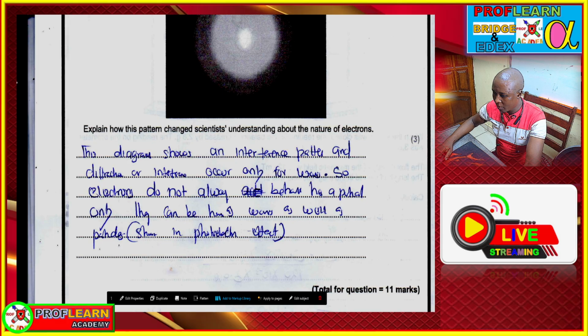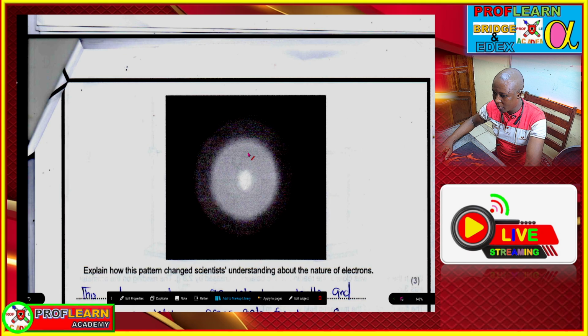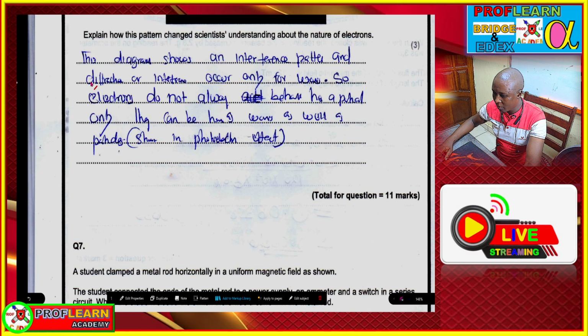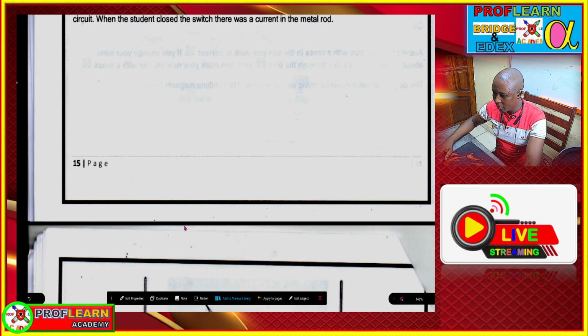So the question that we were being asked here: explain how this pattern that was discovered here changed the understanding about the nature of electrons. Since the electrons showed diffraction, they were understood to be acting as waves. And that is exactly what you are supposed to write here: the diagram shows an interference pattern, a diffraction pattern, which can only be observed with waves. So it was concluded that electrons also behave as waves.